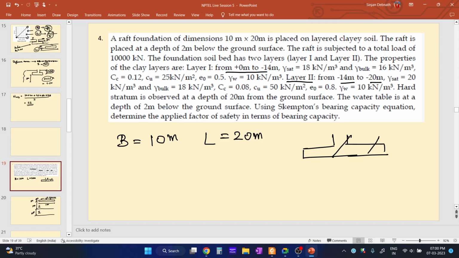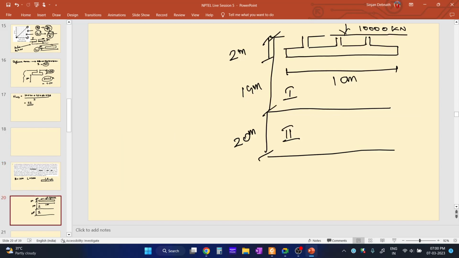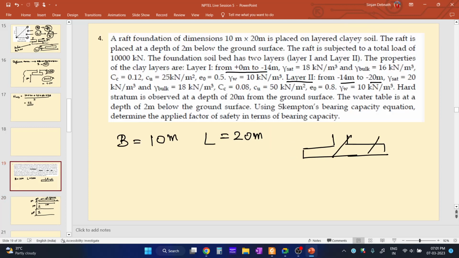The water table is at a depth of 2 meter below the ground surface. So the water table is at the base of the footing. The base of the footing is at 2 meter below the ground surface, and the water table is also at a depth of 2 meter below the ground surface. So that means the water table is at the base of the footing.